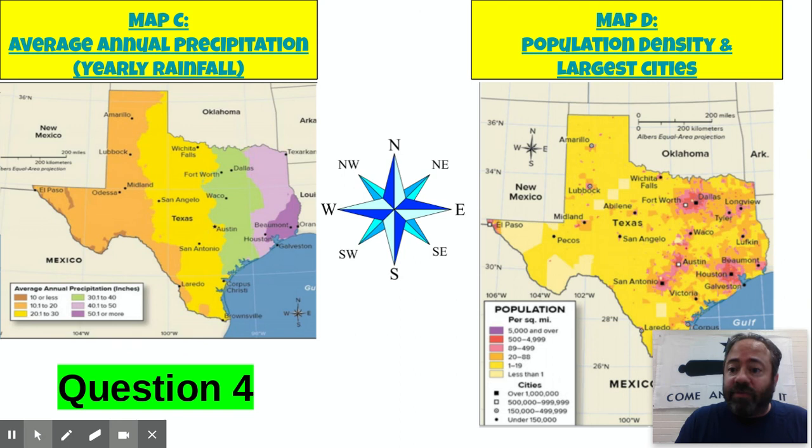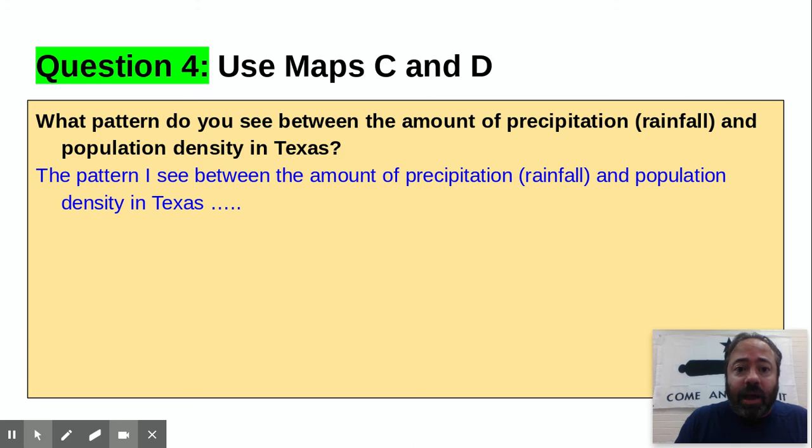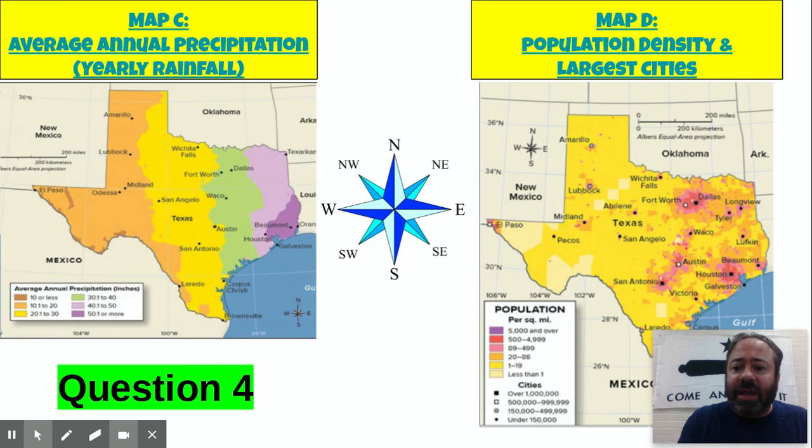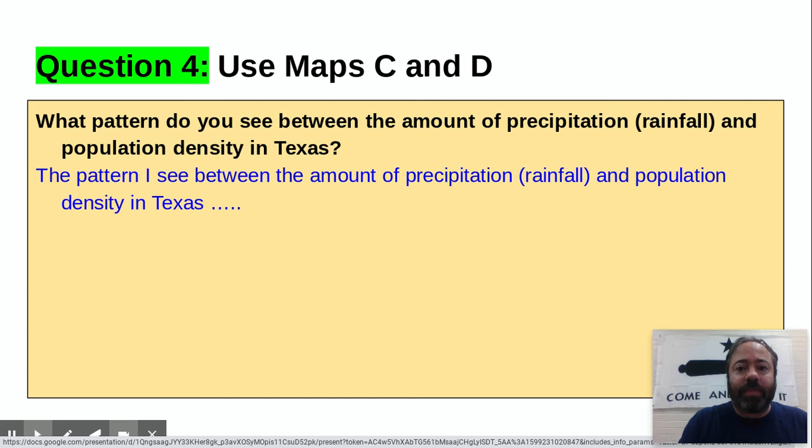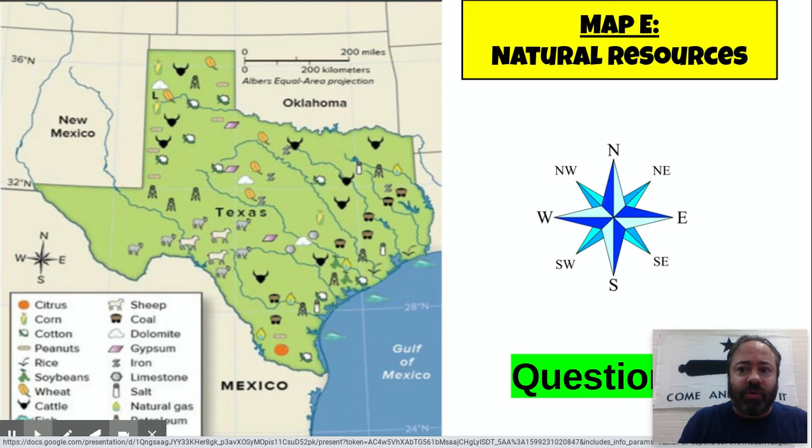Okay. Question 4 comes down to C and D. What pattern do you see between the amount of precipitation and population? So basically what we just answered there, but you put it in a complete sentence. I'm noticing that more people live over here. What does the precipitation tell you over here? And that'll answer your question. You're making a connection between those.